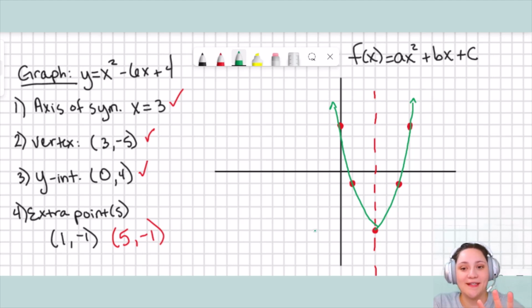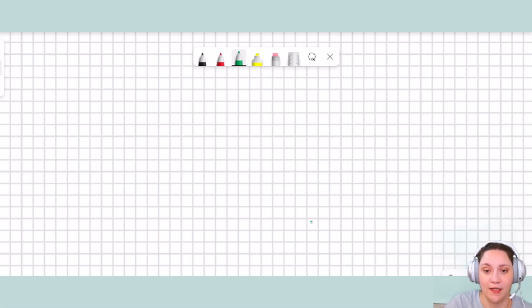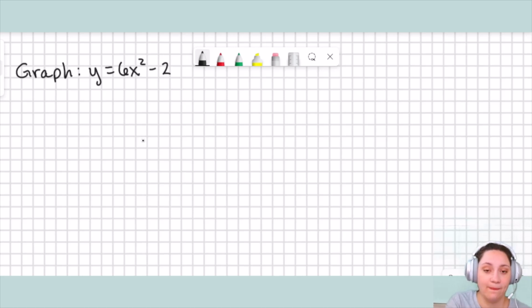So 4 steps. And we took our time going through the steps this time so that I could explain what each step was. But as you go through this, you'll get faster and faster, and it won't feel like such a foreign process. So let's graph another parabola. To graph y is equal to 6x squared minus 2.